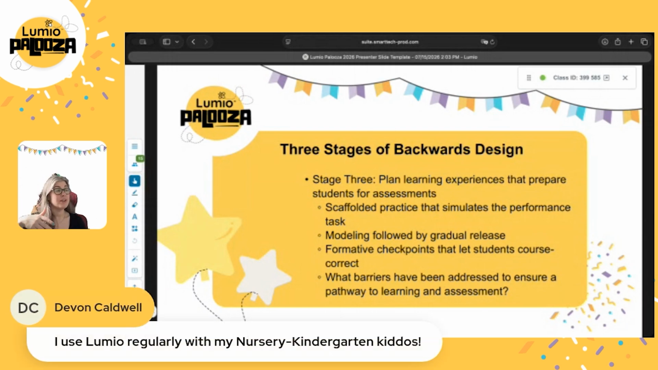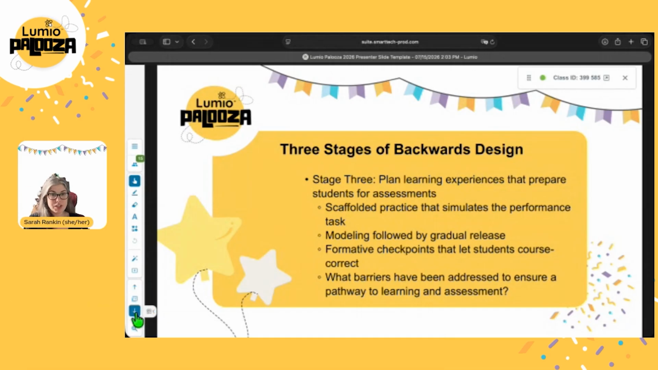Modeling is super important here. You have to demonstrate the goal a little bit, demonstrate what it could look like, and then gradually release so that they can achieve that goal. Formative checkpoints are huge. And this is what we're going to get into next, designing a formative checkpoint that allows them to course correct. So instead of it just being a random multiple choice with some different answers, we're going to be kind of picky about our multiple choice. The key question here is, what barriers have been addressed to ensure that the pathway to learning and assessment is there?